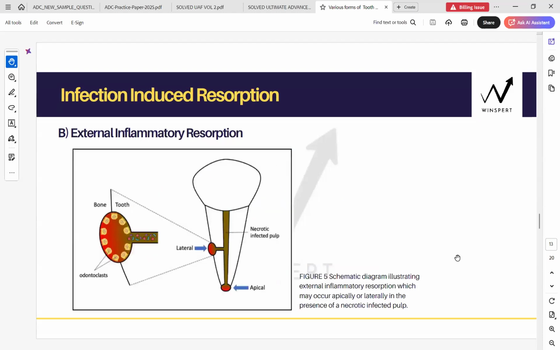So let's look at the image here. This is your external inflammatory resorption. It can be present apically, it can be present laterally. There has to be a history of injury, trauma, and the pulp has to be infected. So it can occur on both these surfaces, lateral or apical, wherever your cementum is damaged and wherever the infected pulp gets channeled to the external root surface area. Through the lateral canal it can happen, through the apical area it can happen.